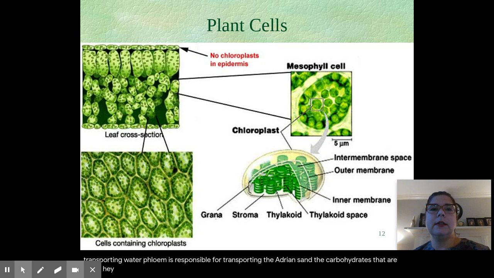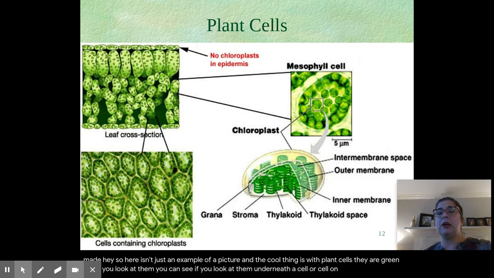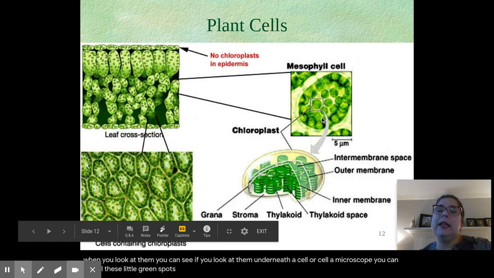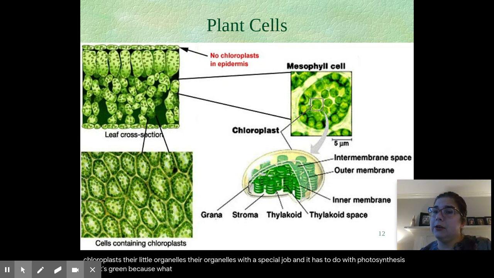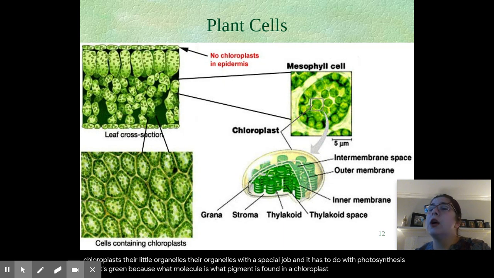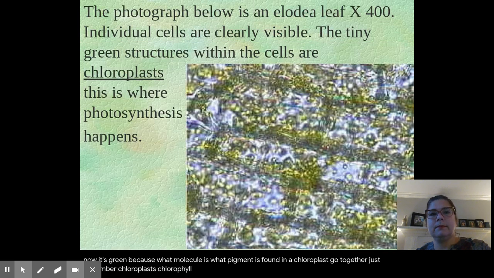Okay. So here's just an example of a picture. And the cool thing is with plant cells, they are green when you look at them. If you look at them underneath a microscope, you can see all these little green spots in them. And that's because those green spots within the cell are the chloroplasts. They're organelles with a special job, and it has to do with photosynthesis. Now it's green because what pigment is found in a chloroplast? Chlorophyll. They go together. Just remember, chloroplast, chlorophyll.